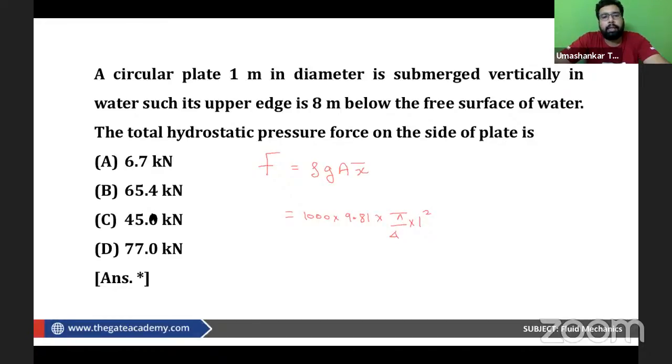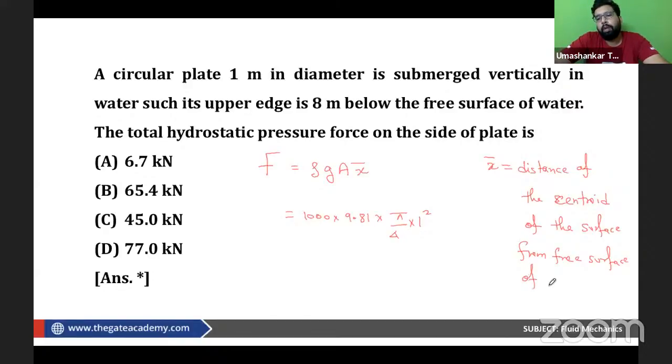And what would be this x bar? So x bar, please understand this. X bar is the distance of the centroid of the surface from the free surface of liquid. So here in this case, it is water, from the free surface of water.